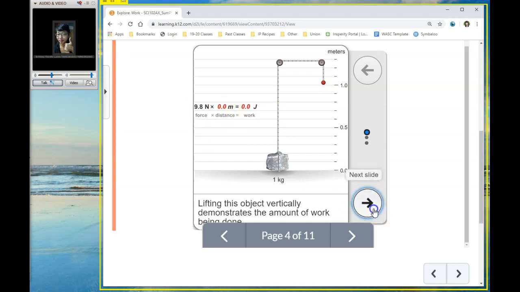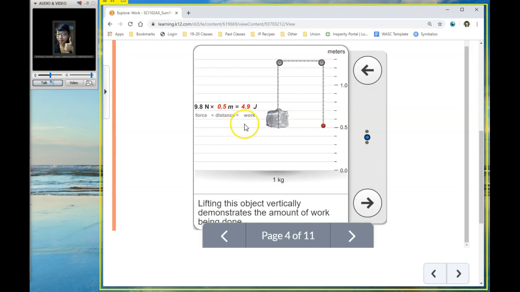Awesome. Now, if I go to the next slide, you can see at this point we've lifted it half a meter up. So now we have the 9.8 newtons that we're pulling it up with, as well as it moved up parallel 0.5 meters. Now, what's the amount of work that we've done? Take a look at our screen here.